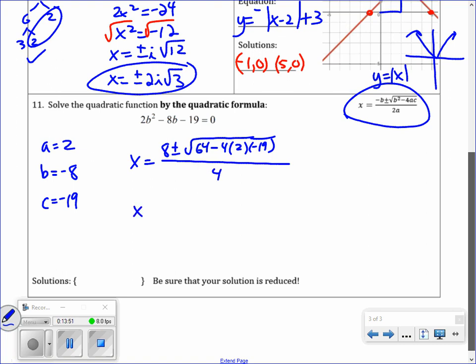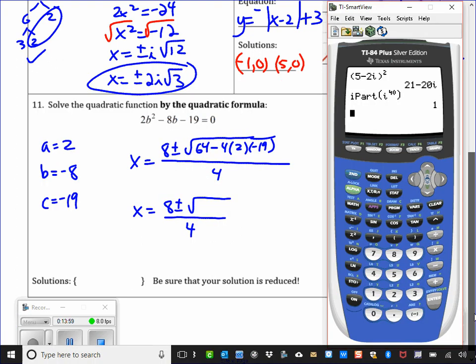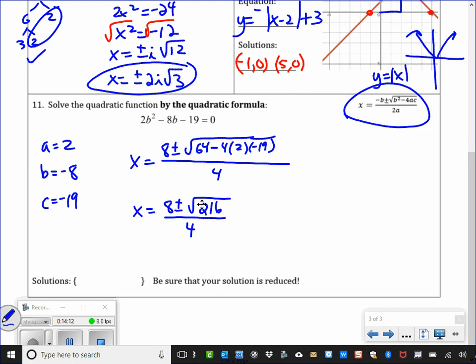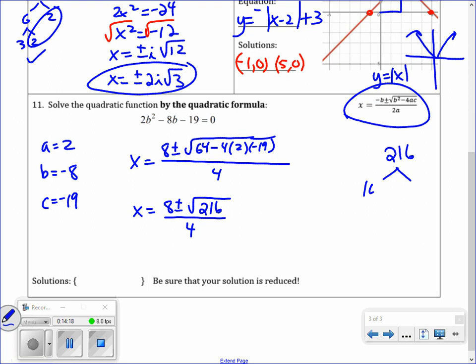All right, so I'm going to go grab my calculator and figure out the discriminant, which is the part underneath the radical. So I need 64 minus 4 times 2 times negative 19. All right, so 216. So I got to break that down. So 216, let's see, that's 108 times 2. 108 is 54 times 2. 54, let's see, is like 9 times 6. So I get 3 and 3. And 3 and 2.